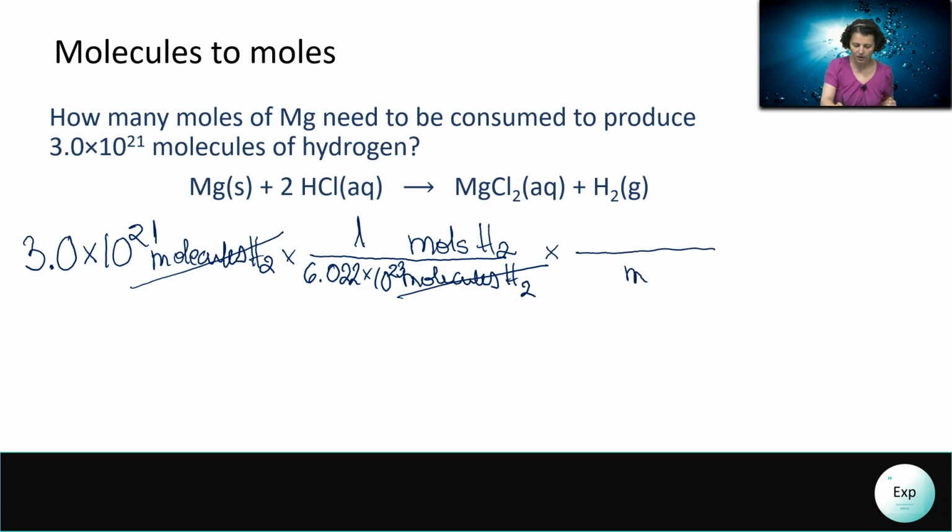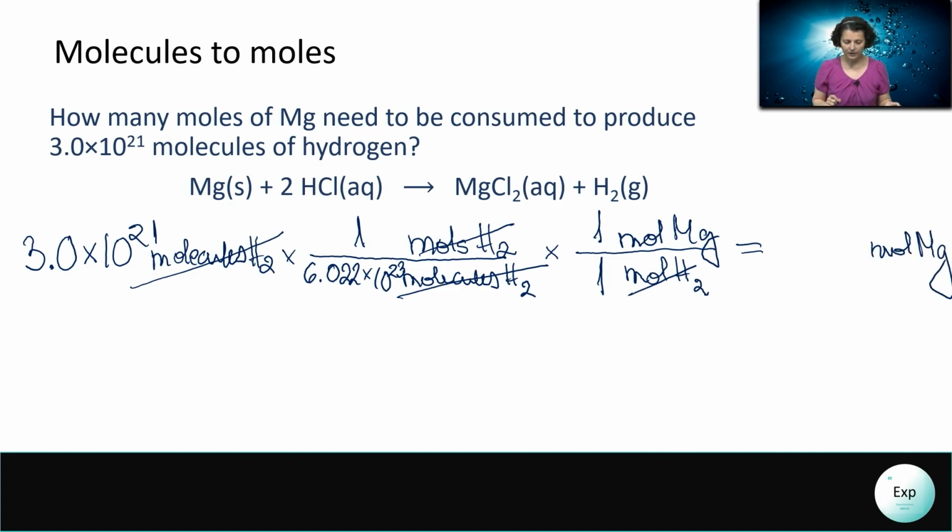Next, now that we know our moles of hydrogen, we can find out how many moles of magnesium it will require. From the interpretation of our equation, we know 1 mole of magnesium reacts with hydrochloric acid to produce magnesium chloride and 1 mole of hydrogen. So for each 1 mole of hydrogen produced, we consumed 1 mole of magnesium. And with that, the moles of hydrogen cancel, and we have moles of magnesium. At this point, all we have to do is perform the calculation and we will get 5.0 times 10 to the negative third moles of magnesium.